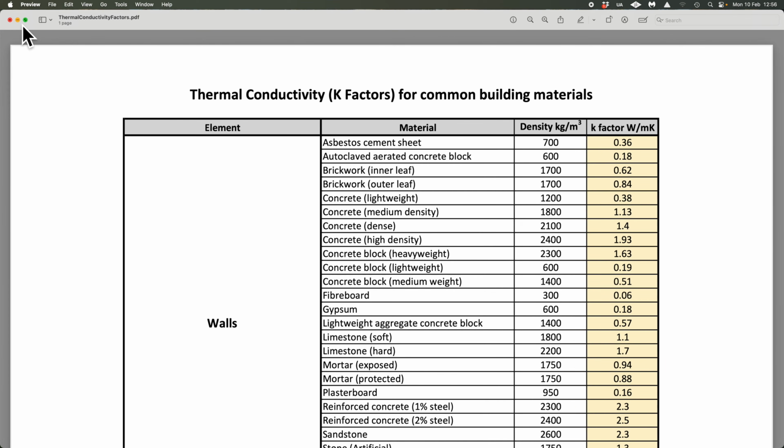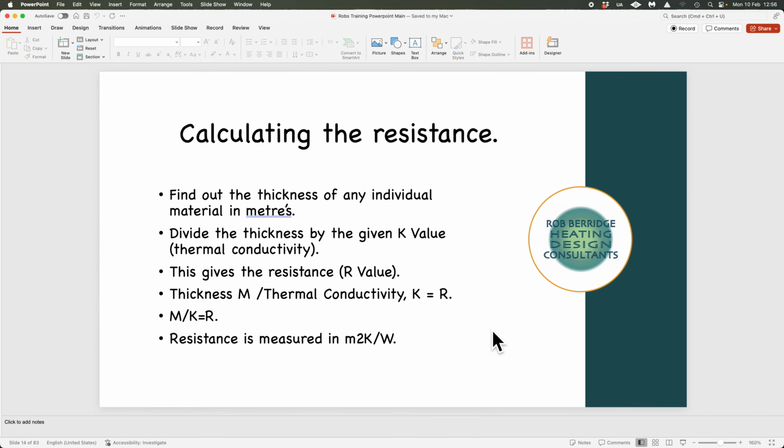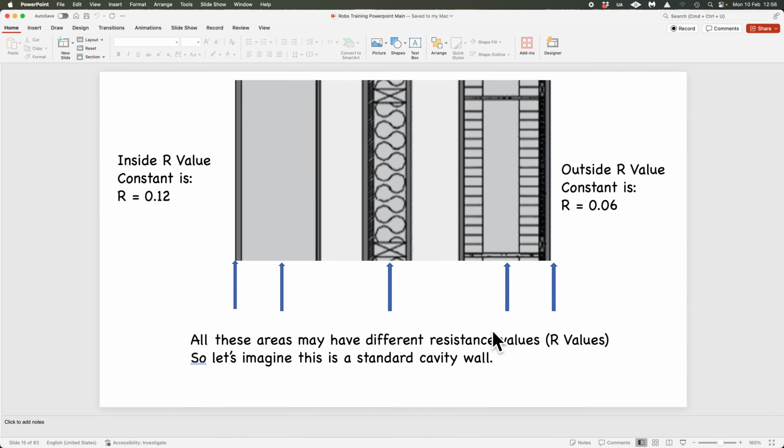So let's do some more of these. So pause this one anytime you like. I'll get the calculator out in a minute and we'll try a few, so everybody's up to speed with looking at these very, very basic principles of heat loss.